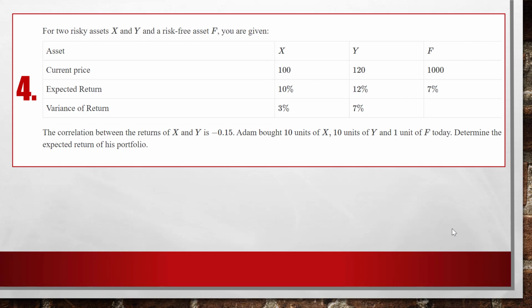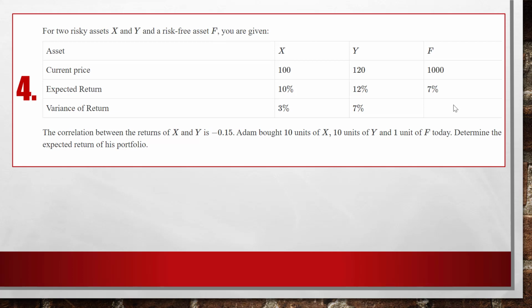Next, number 4. For two risky assets X and Y and the risk-free asset F, you are given 3 assets. X, the current price of this one is 100, with the expected return rate of 10%. Variance of return is 3%. Y, 120, 12%, 7%, and F, $1,000, 7%, and there's no variance of return because this is a risk-free asset. For a risk-free asset, volatility is 0, and volatility is 0 means variance is also 0 because the volatility is the square root of variance. So I repeat, this is a risk-free asset. That's why the variance is not given.